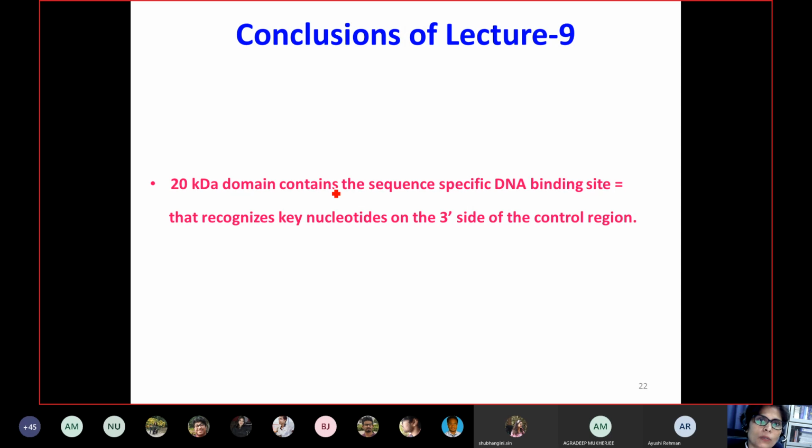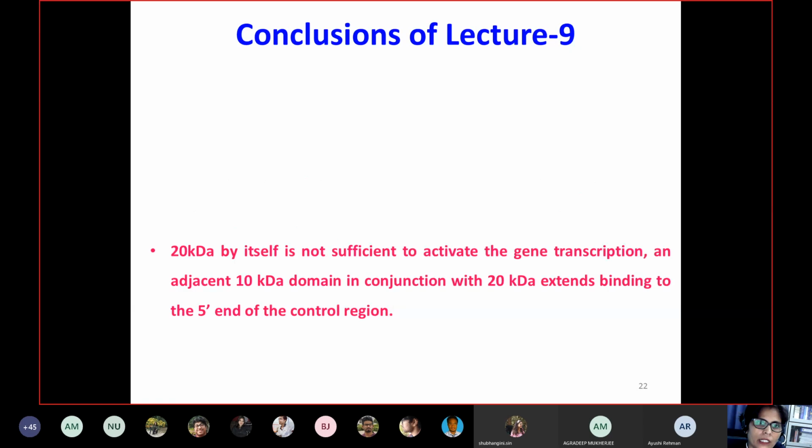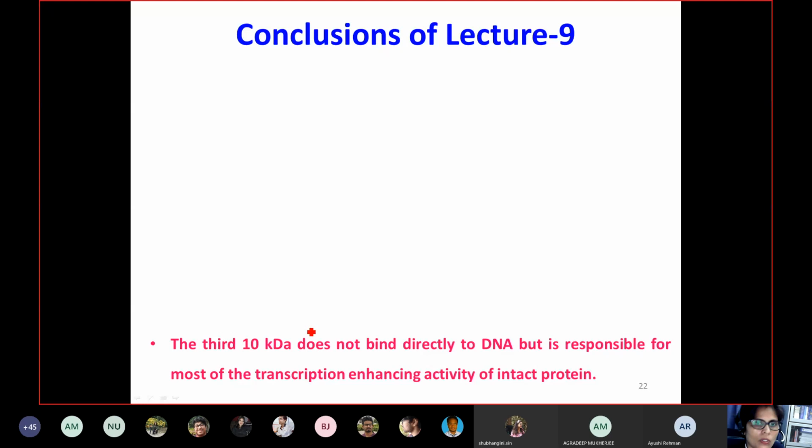Now the 20 kilodalton domain contains the sequence specific DNA binding site that recognizes the key nucleotides in the 3' site of the control region. This we have seen in the footprinting assays, where 20 kilodalton was able to bind only the 3' site of the footprinting DNA site. Now 20 kilodalton by itself is not sufficient to activate gene transcription, and that means the adjacent 10 kilodalton is required for the in vitro transcription assays.